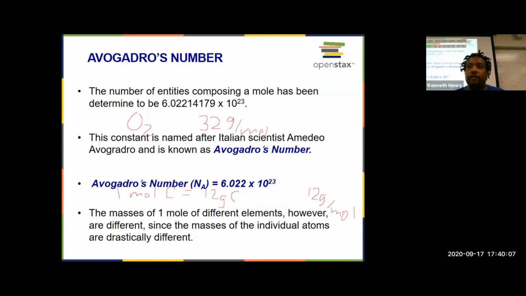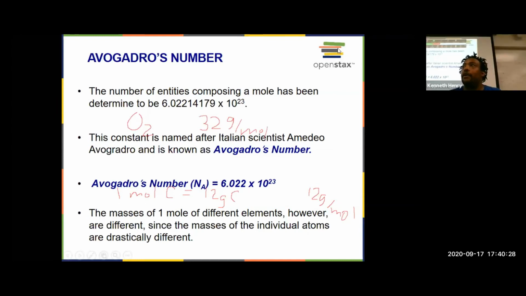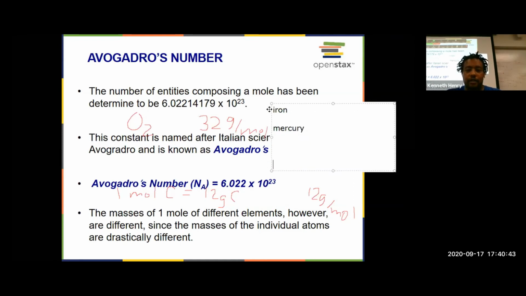So if I have a mole of iron, a mole of mercury, and a mole of uranium, are they all going to weigh the same amount? Or is one of them going to weigh more than the other? One's going to weigh more. Which one? I'll write them on the board. So we have iron, mercury, and uranium. Iron's 55.8.